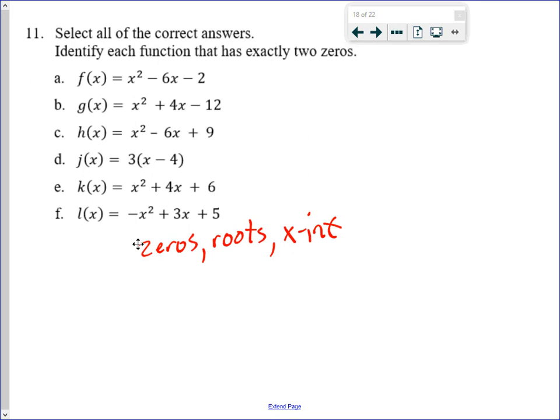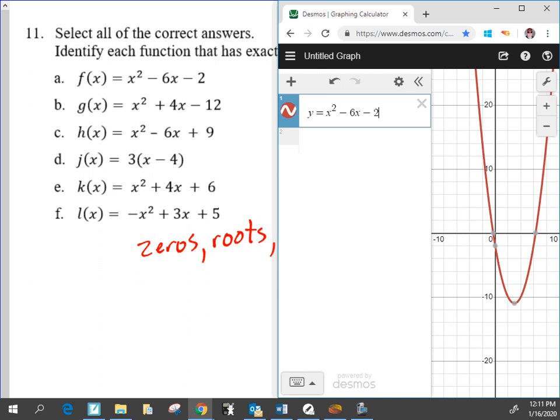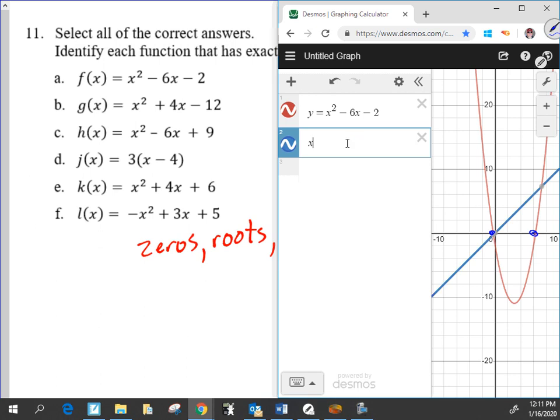So when I look at this graph, there are two x-intercepts. And rather than graph all of them, let me show you one that's not. So for C, option C, that is x squared minus 6x minus 9.